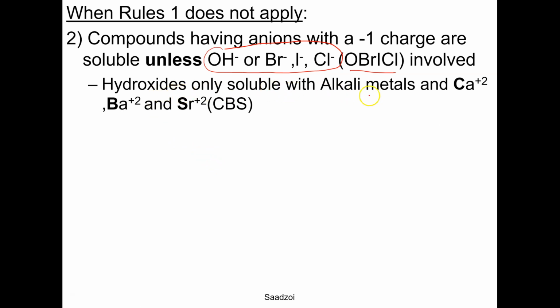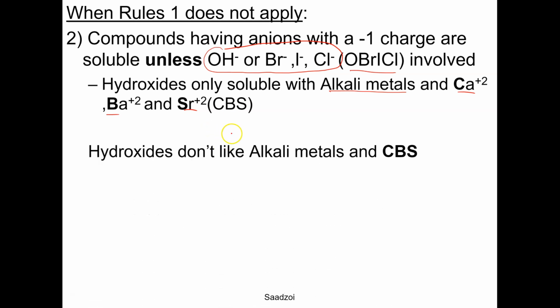Hydroxides are only soluble with alkali metals, calcium, barium, and strontium. So the only time a compound involving hydroxide is soluble is if the cation is an alkali metal, calcium, barium, or strontium. If it's anything else, it's insoluble, so it's going to be a solid. Hydroxides don't like alkali metals and CBS. So here's an easy way to remember it: don't like means that they don't form solids with alkali metals or CBS.